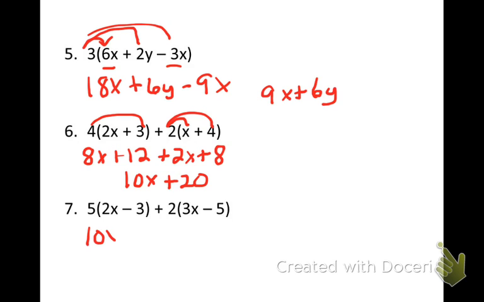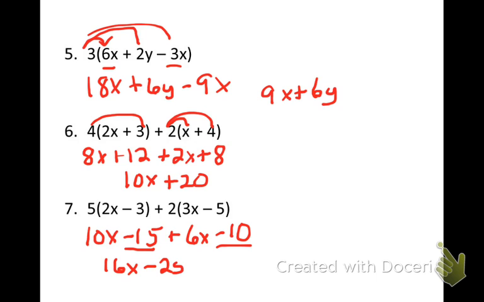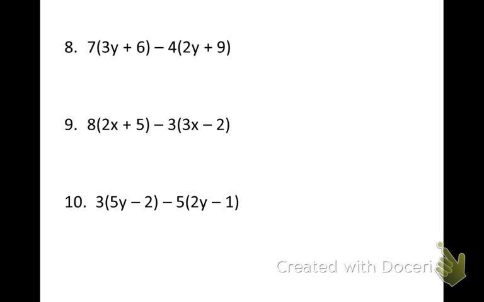Distributing here, 10x, 5 times 3 would be minus 15, plus distributing the 2, 6x minus 10. 10x plus 6x is 16x, but here's where we've got to remember, that's negative 15 minus 10 would be negative 25. And again, if you're having trouble with that, remember it's this problem plus negative. So make sure you watch out for your signs, because that's where most people have the trouble with the distributive property, is their signs.